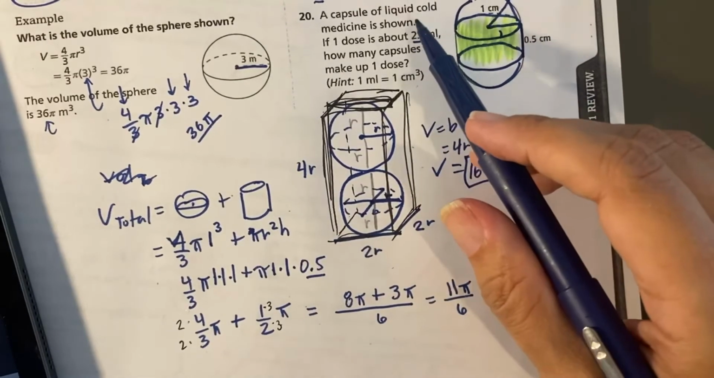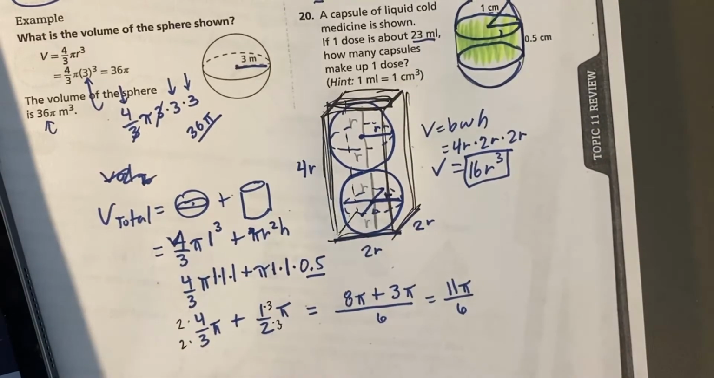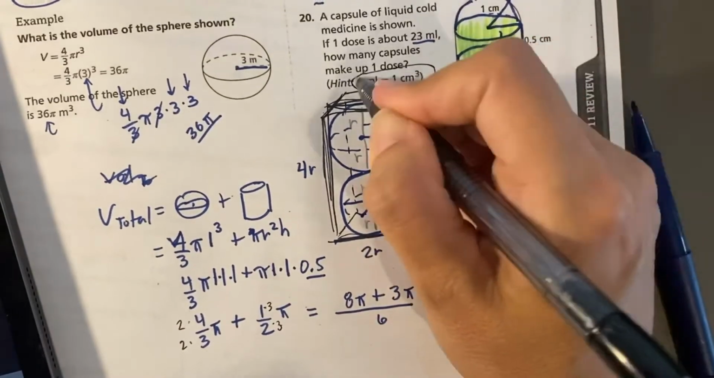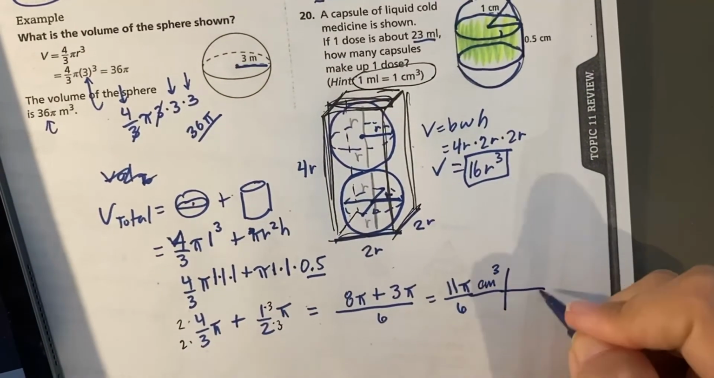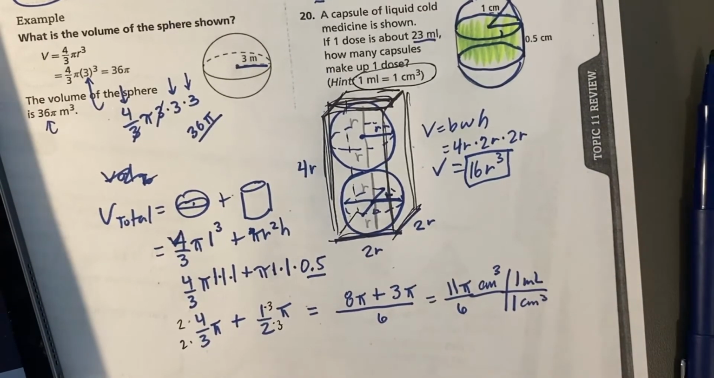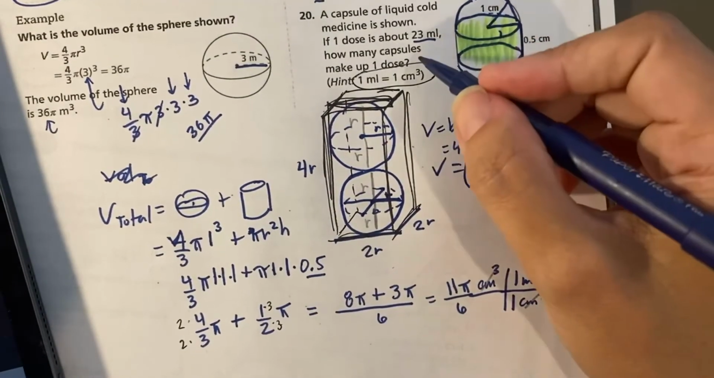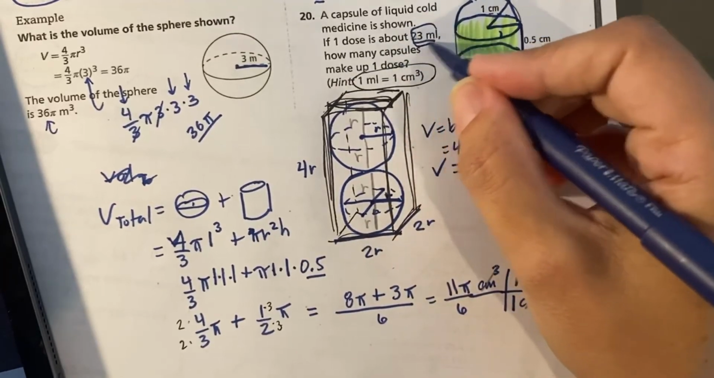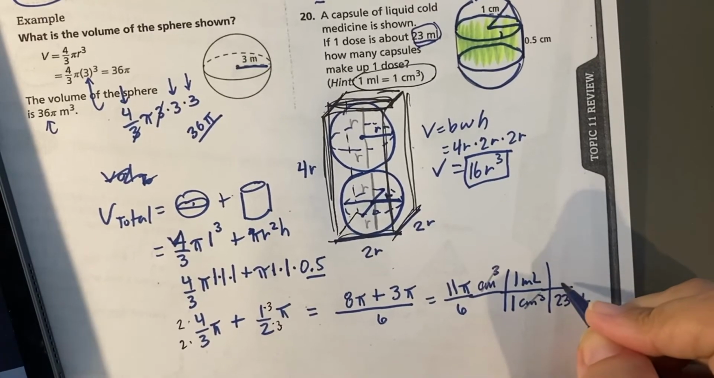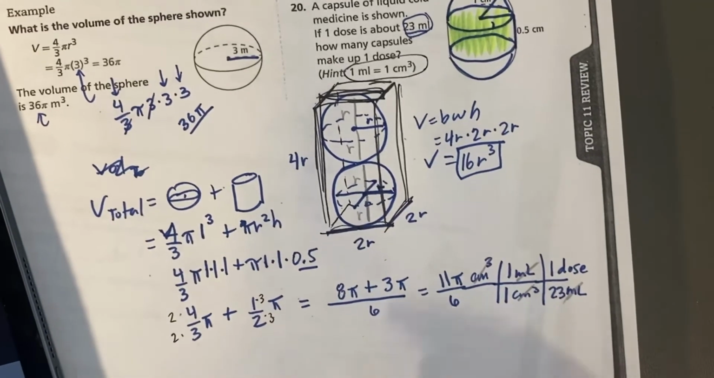Now I need to find out if one dose is about 23 milliliters. So these are some magical ones. This is in centimeters cubed, but I don't want my answer in centimeters cubed. So I'm going to use this magical one to get rid of that centimeters cubed. So I'm going to put 1 centimeters cube has to equal 1 milliliter. And notice that my centimeters cube would cancel, but now I have milliliters. How many capsules make up 23 milliliters? And I want milliliters to go away. So I'm going to divide by 23 milliliters, and I know that's equal to 1 dose. Notice the beauty here. I get my answer in terms of doses, and that's what we're looking for.